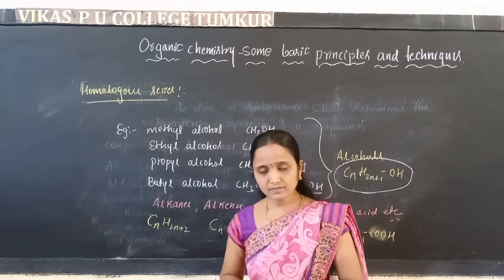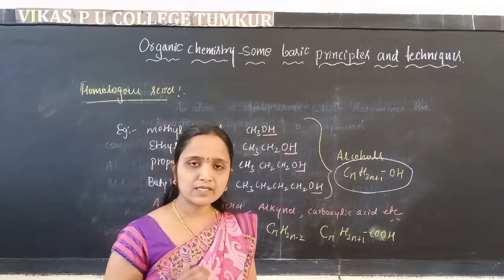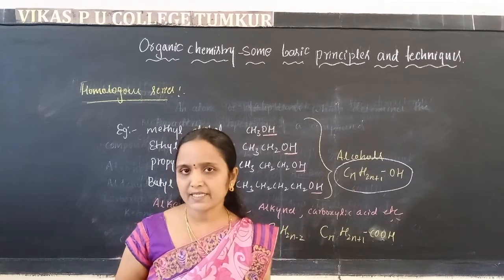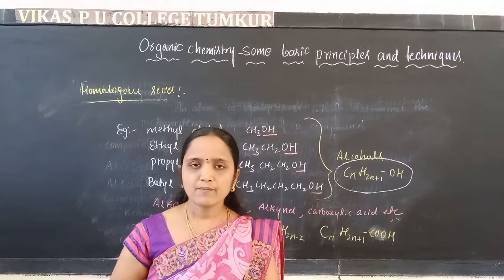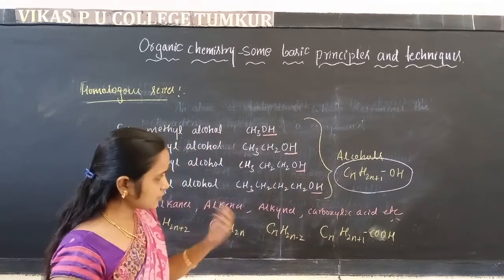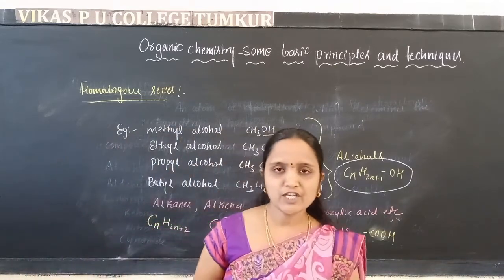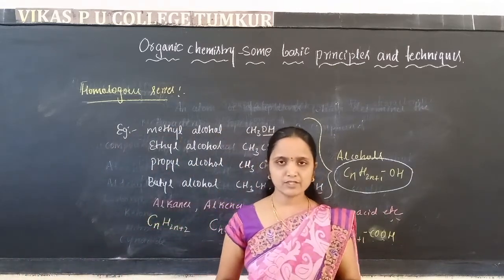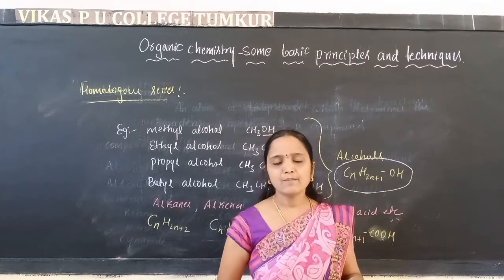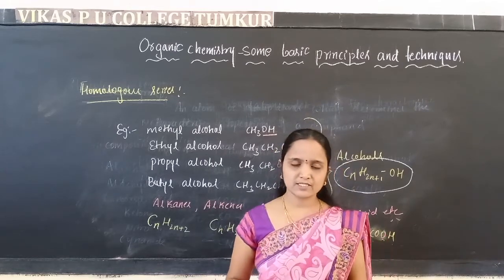Then the members of the homologous series have similar chemical properties. The next characteristic is gradual changes in the physical properties, like melting point and density, among the members of the homologous series.